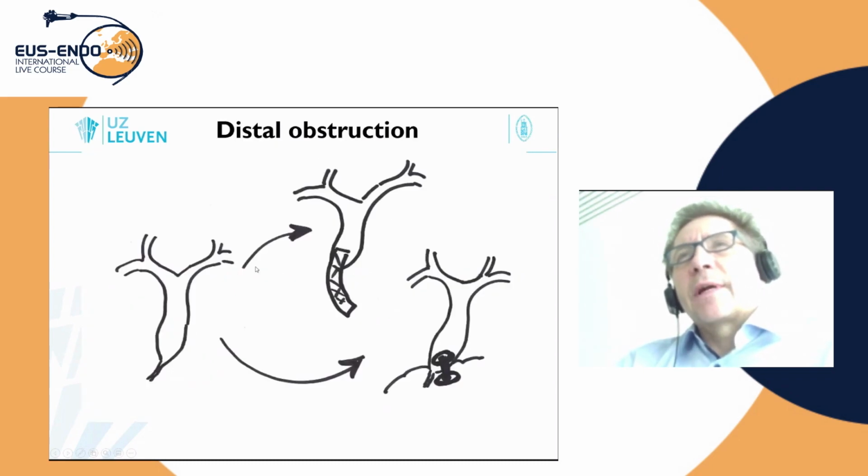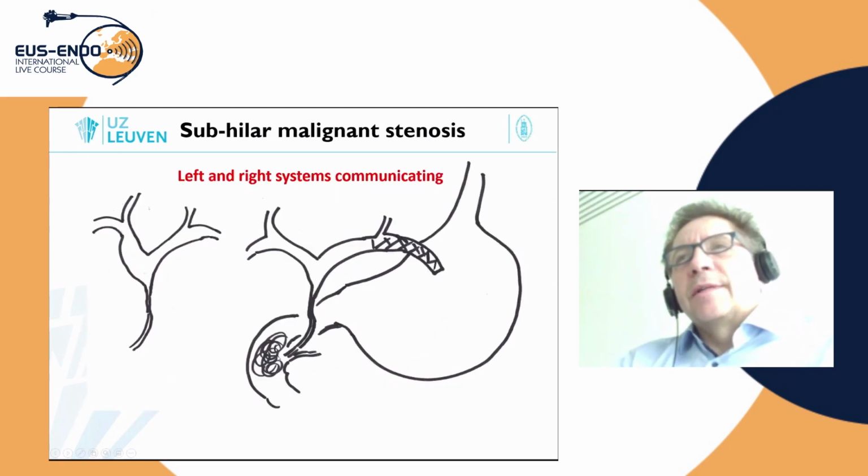I want to take you through what I propose may be strategies in the future that we may want to consider going forward. In patients with distal malignant obstruction, we can either place a stent via ERCP. If ERCP fails, we can place stents from the proximal stomach or place a choledochoduodenostomy, depending on the clinical scenario. More difficult to decide will be the patient with a subhilar stenosis in the setting of a patient not being a surgical candidate, where the left and right systems may still be communicating.